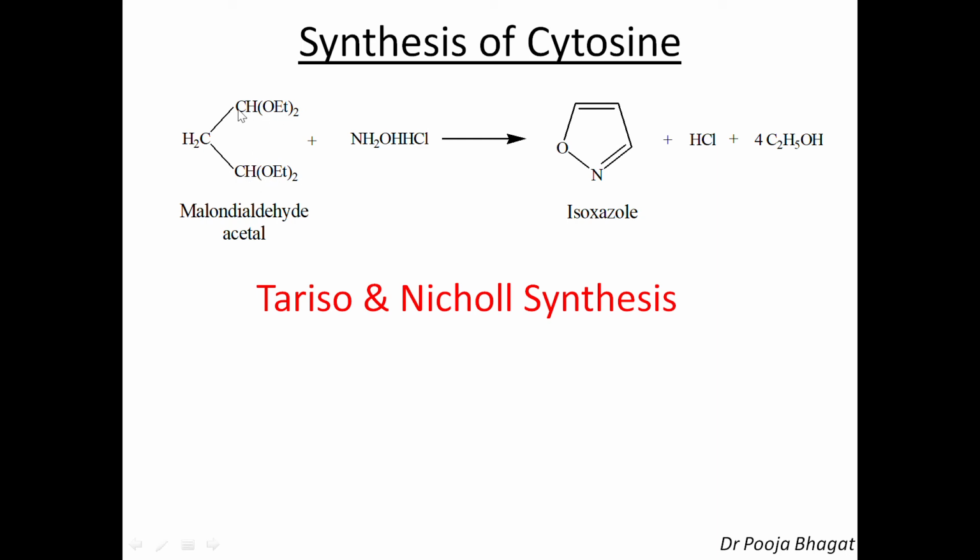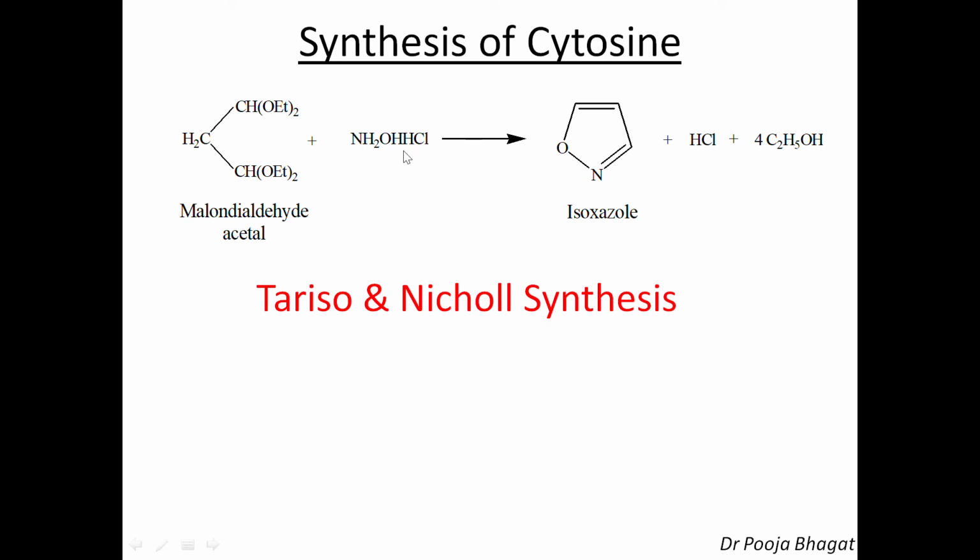If here there is acid, COOH, COOH, then what will you get? What is the name of this compound? COOH, COOH and CH2. This is malonic acid. Okay. So when there are aldehyde groups here, then it is malondialdehyde. And since it is the acetal of that, the name is malondialdehyde acetal. So this is the compound.